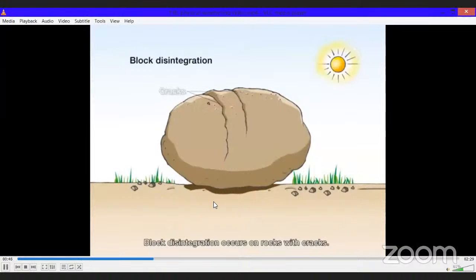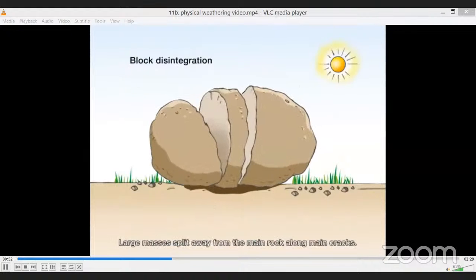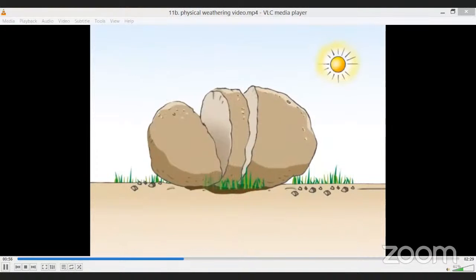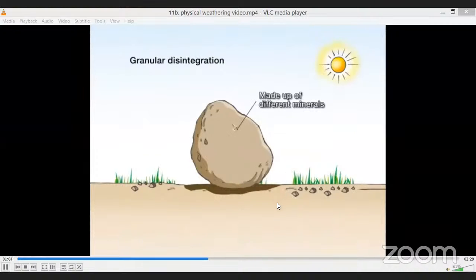Block disintegration occurs on rocks with cracks. Repeated expansion and contraction enlarge the cracks. Large masses split away from the main rock along main cracks. Rock breaks into blocks.